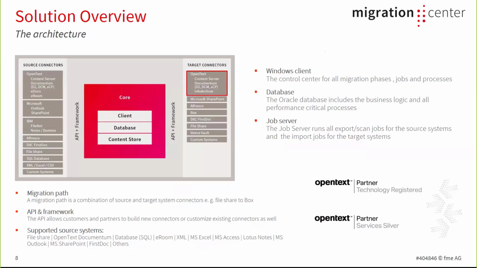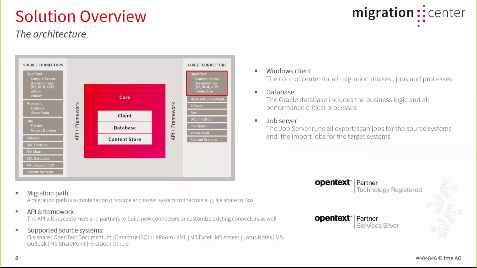Then we have a central database in the middle, which includes the business logic and all the performance critical processes. Like, for example, if you have millions of records you want to reclassify or restructure, of course you need a lot of performance to do so, because you can imagine if you have 100 million records, each with more than 20 attributes, there's a lot of stuff to do. And finally, we have the job server. The job server is the component which runs all our processes for exporting documents, as we say, scanning the documents from the source and importing the documents to the target.